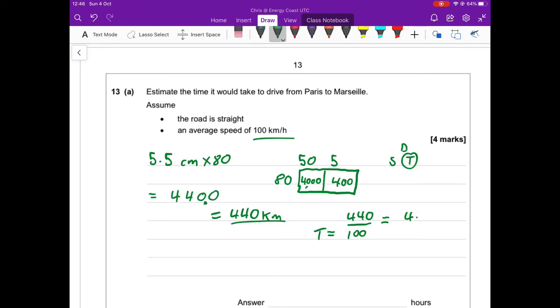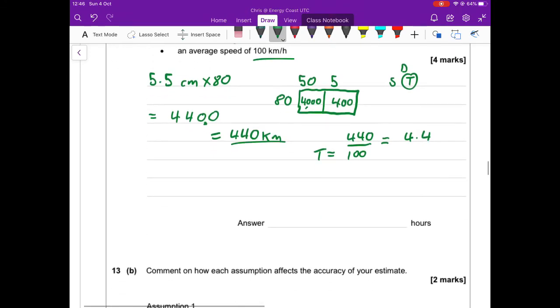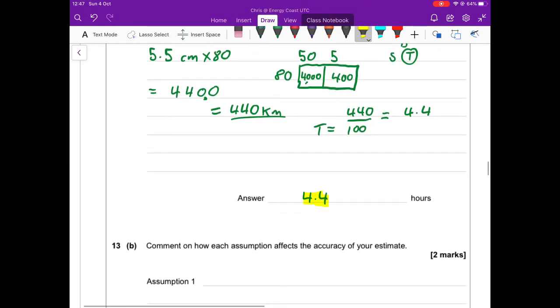440 divided by 100 is 4.4. We don't even have to mess around with minutes or anything. It's quite nice, this question. My answer is just 4.4 hours, okay? If I did want to change it to minutes, it's probably on a calculator paper. You need to do 0.4 times 60, and that'll tell you how many minutes, okay? But otherwise, we're fine, 4.4.